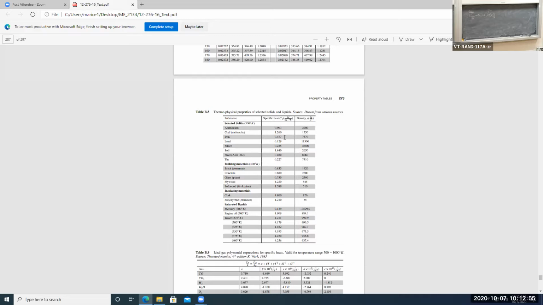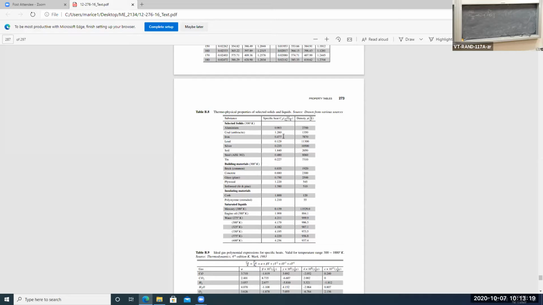So specific heat says Cp, but it's also Cv. Specific heat for iron is 0.48 kilojoule per kilogram degree Kelvin.